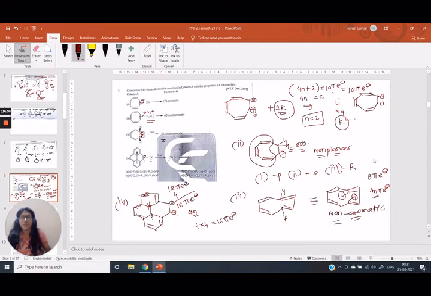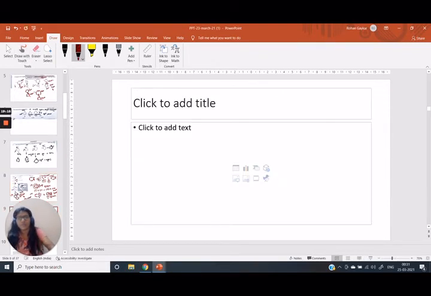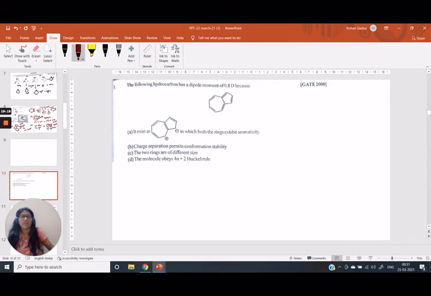Therefore, the given compound is anti-aromatic. Therefore, 4 is Q. Then, which option is correct? Option 1 is correct. These are previous year questions asked in the NET exam. Now we can see the previous year question asked in the GATE exam.